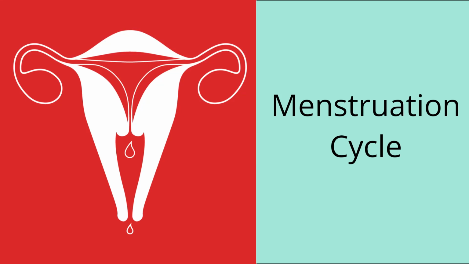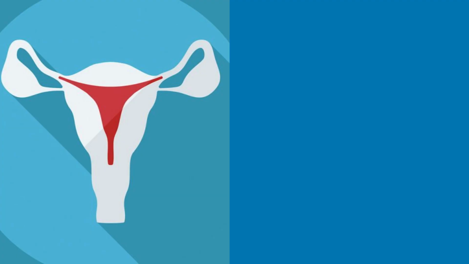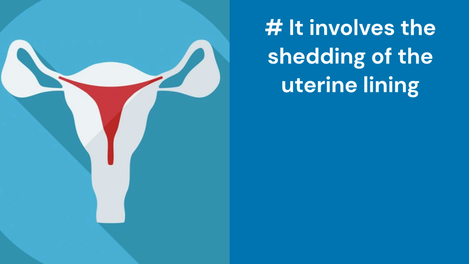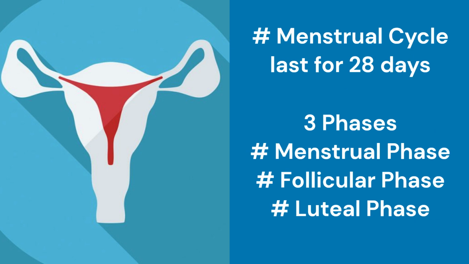Menstruation cycle. The menstruation cycle, also known as the menstrual cycle, is the regular natural change that occurs in the female reproductive system. It involves the shedding of the uterine lining and is controlled by a complex interplay of hormones, including estrogen and progesterone. The menstrual cycle typically lasts for about 28 days, although it can vary from person to person, and involves several distinct phases.